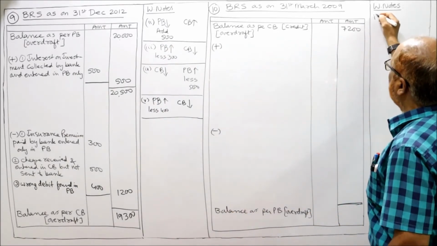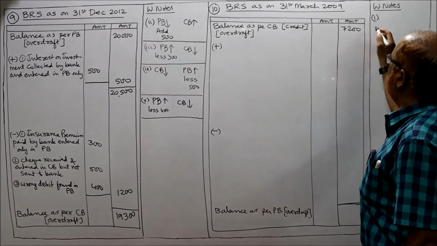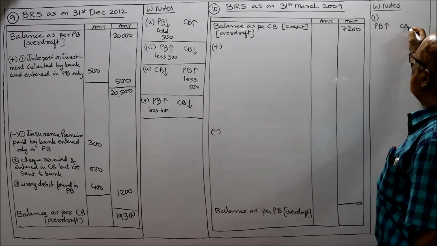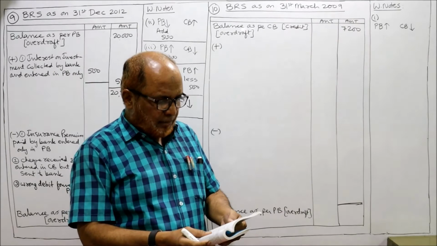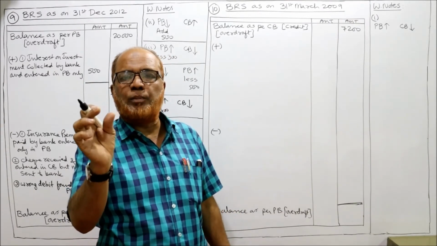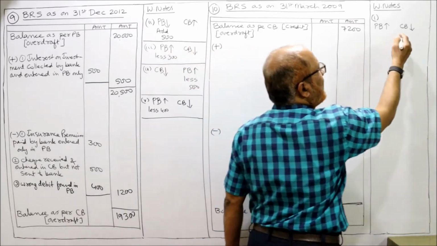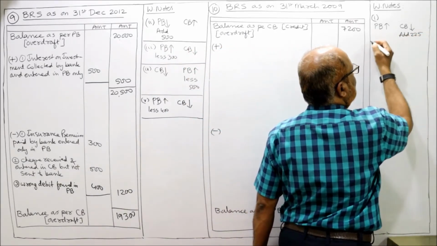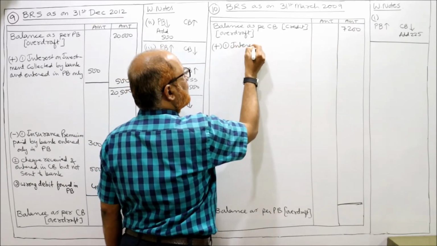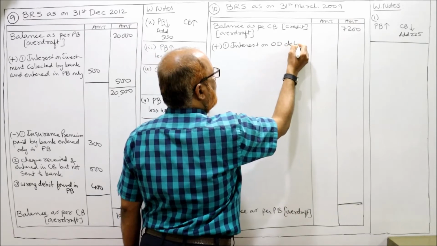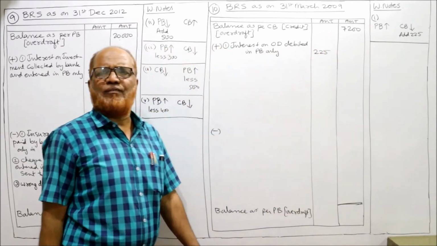In working note number 1, I am writing the first point. There is a debit in passbook for interest on overdraft, so passbook overdraft will increase. Cash book overdraft still shows less balance because that is not recorded in the cash book. How much is the interest debited? 225. The 225 rupees was debited in the passbook. Our starting point is cash book, which is showing less balance, so we have to add 225. I am writing: interest on overdraft debited in passbook only, 225. That's all. First item completed.